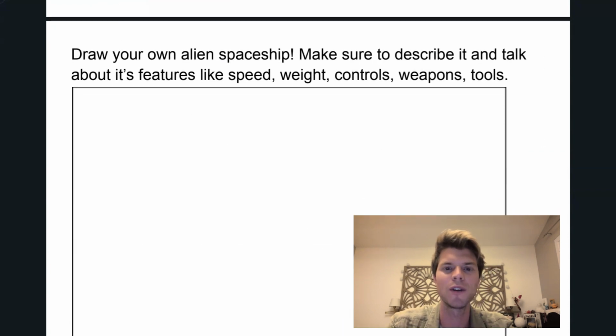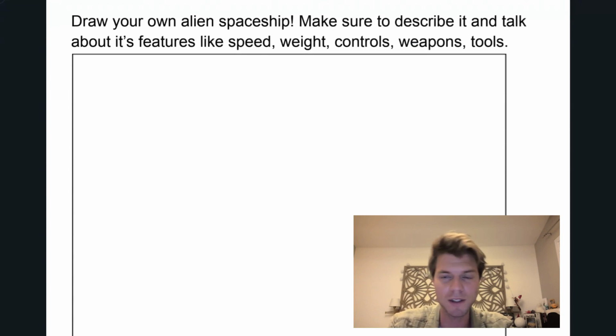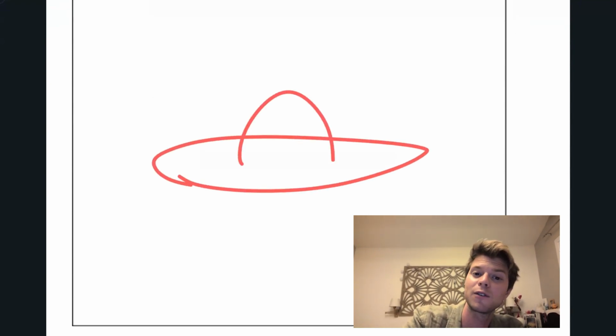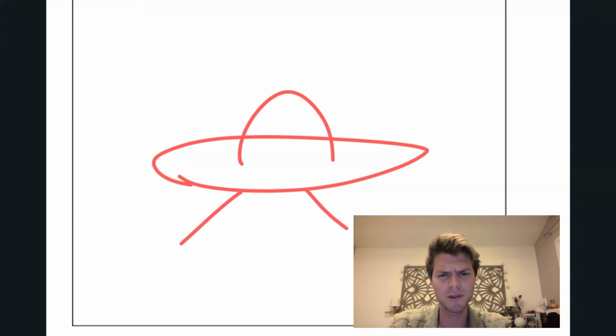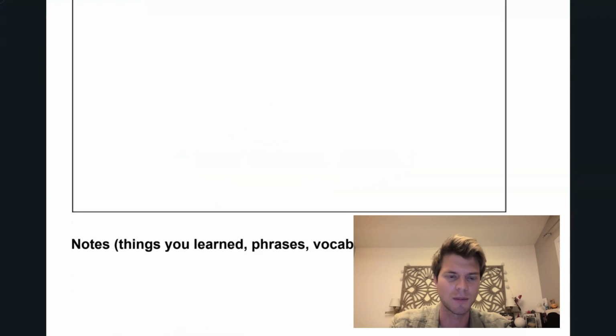Okay, draw your own alien spaceship. Make sure to describe it and talk about its features like speed, weight, controls, weapons, tools. A lot of people, doesn't matter if you're young or old, like to draw this type of thing, but be creative. Try to draw some really cool, unique spaceship.